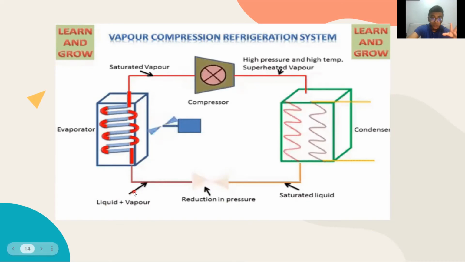And here, we will have a mix, which is a low temperature and low pressure liquid and vapor. And then it will start to flow back into the evaporator, and the refrigeration cycle will be repeated again and again.